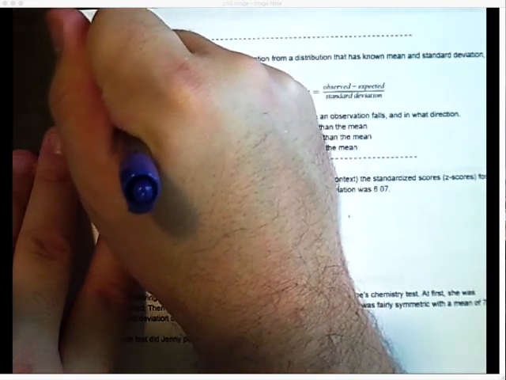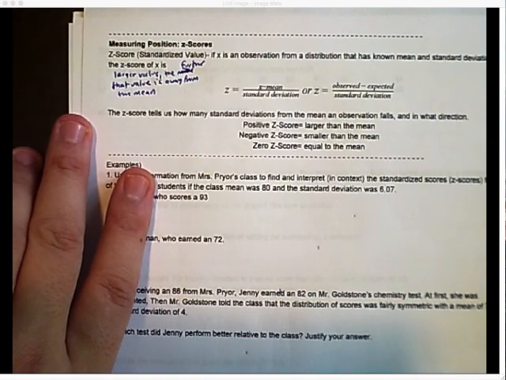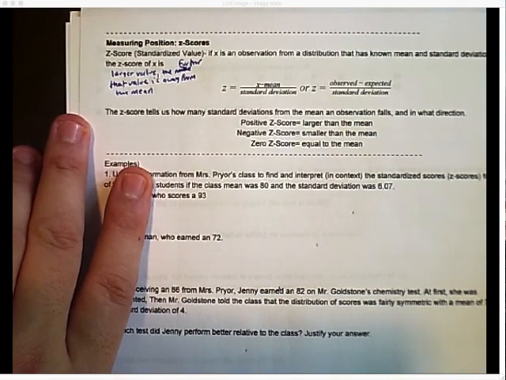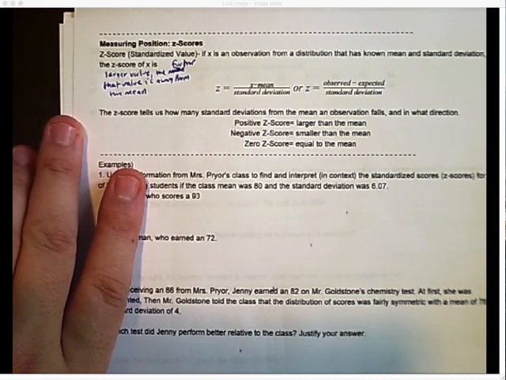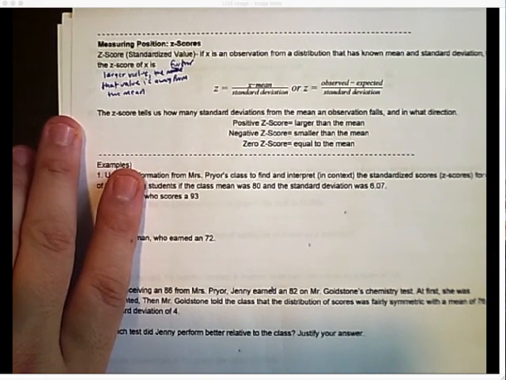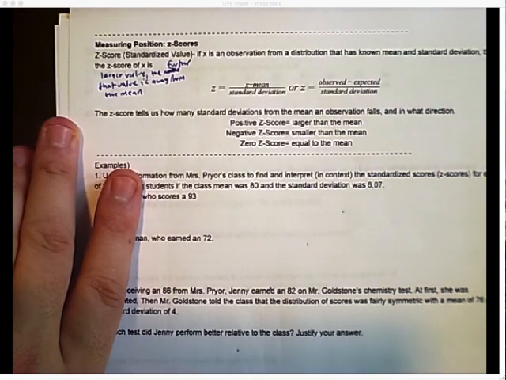So think about salaries. If the average salary in America was $50,000 a year and LeBron James made $20 million a year, and maybe the standard deviation was $10,000, he would be very, very far above. He would have a very, very large z-score.